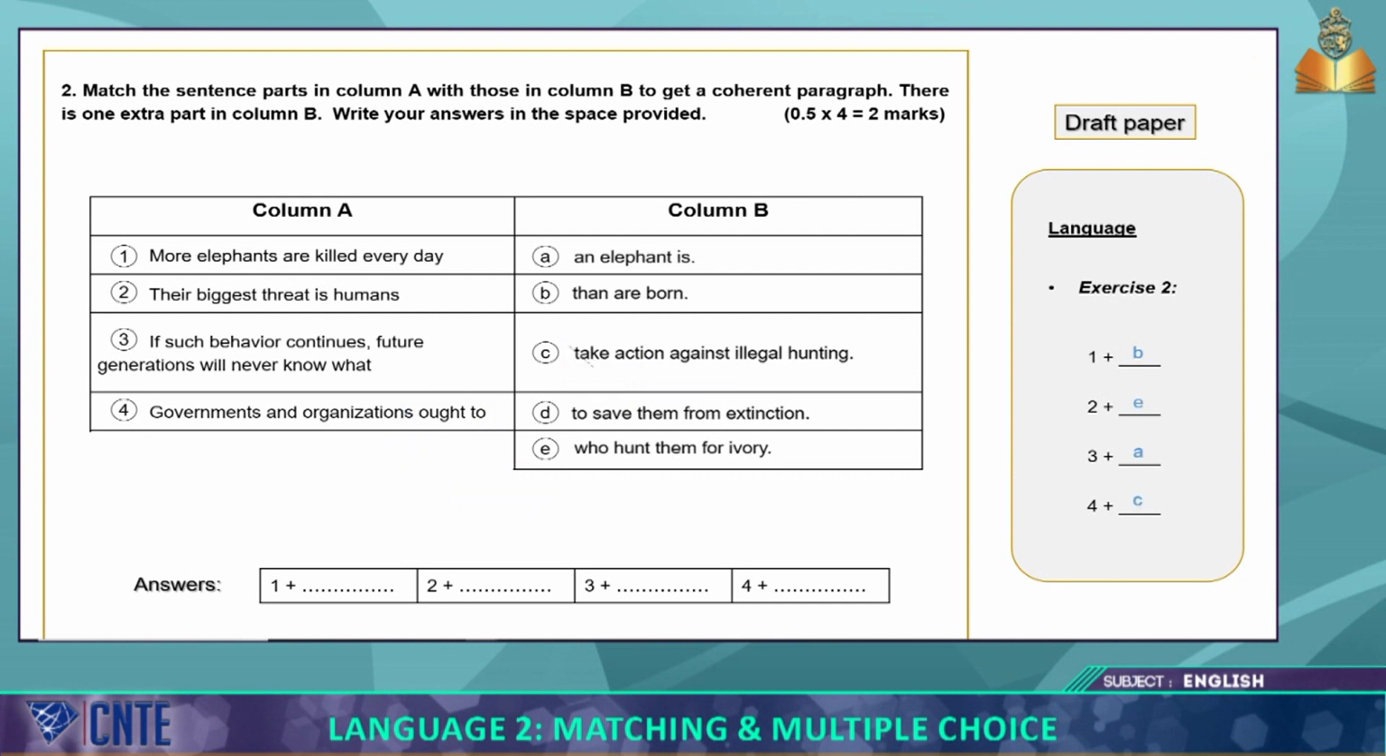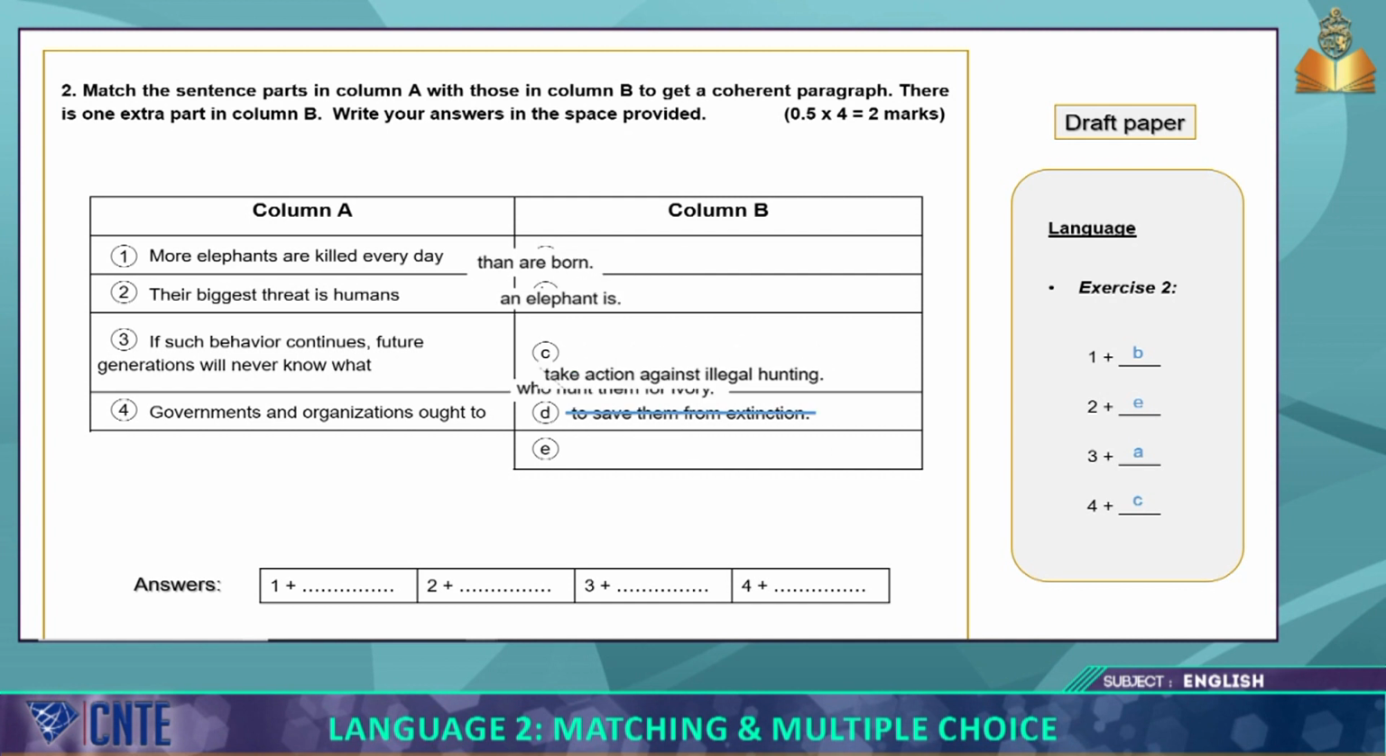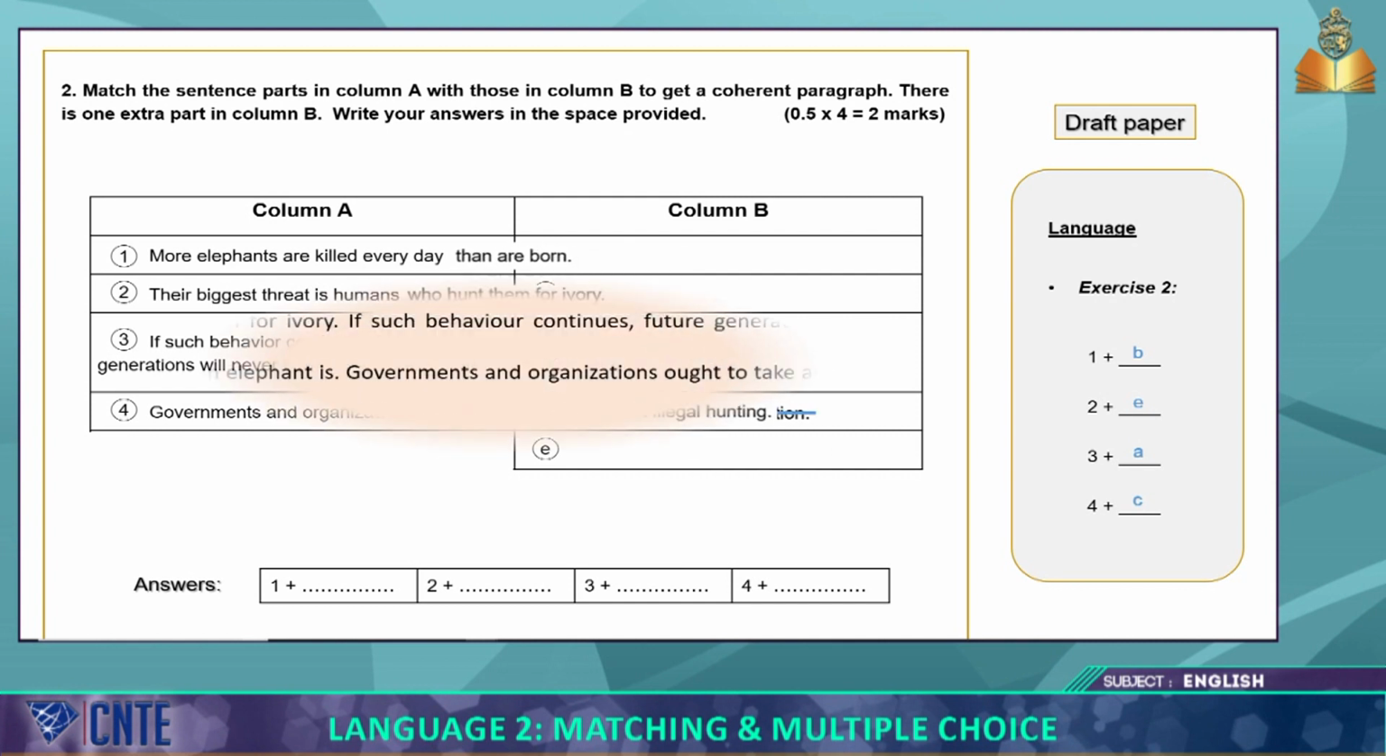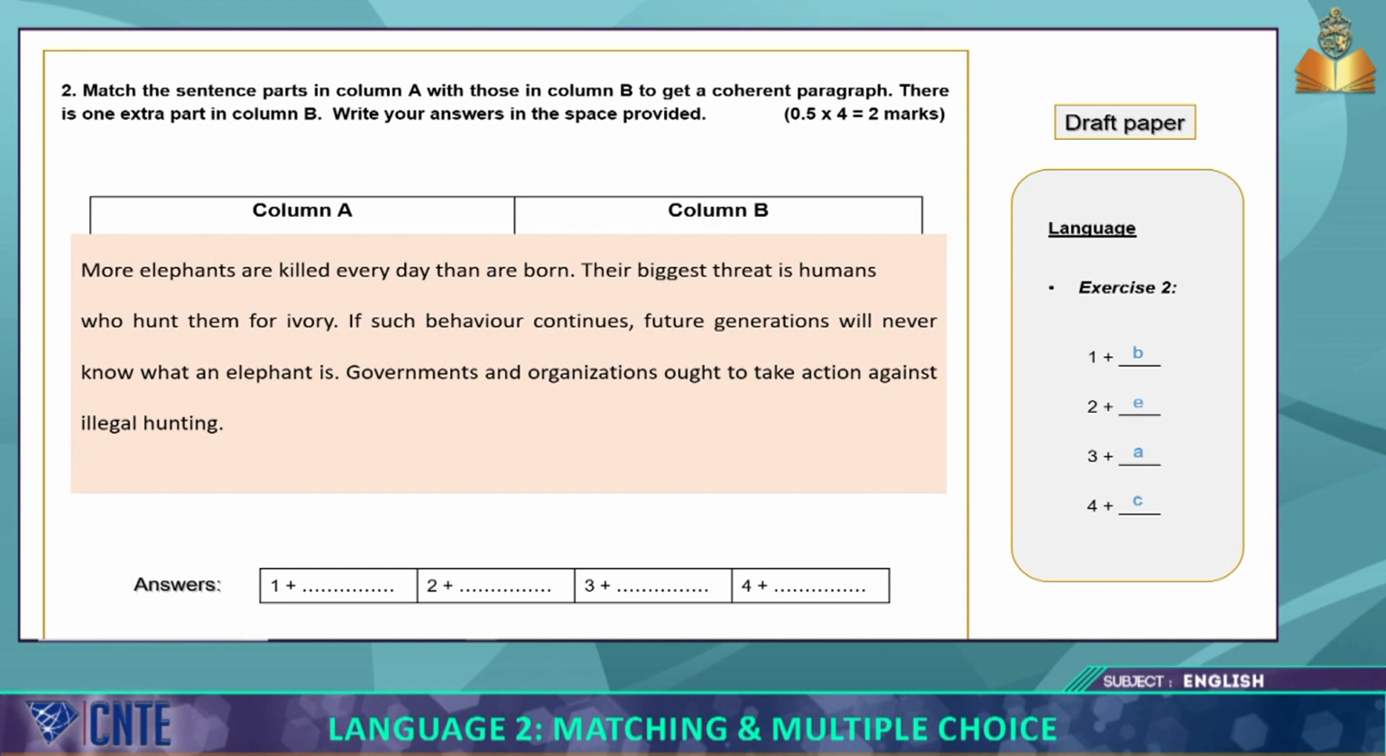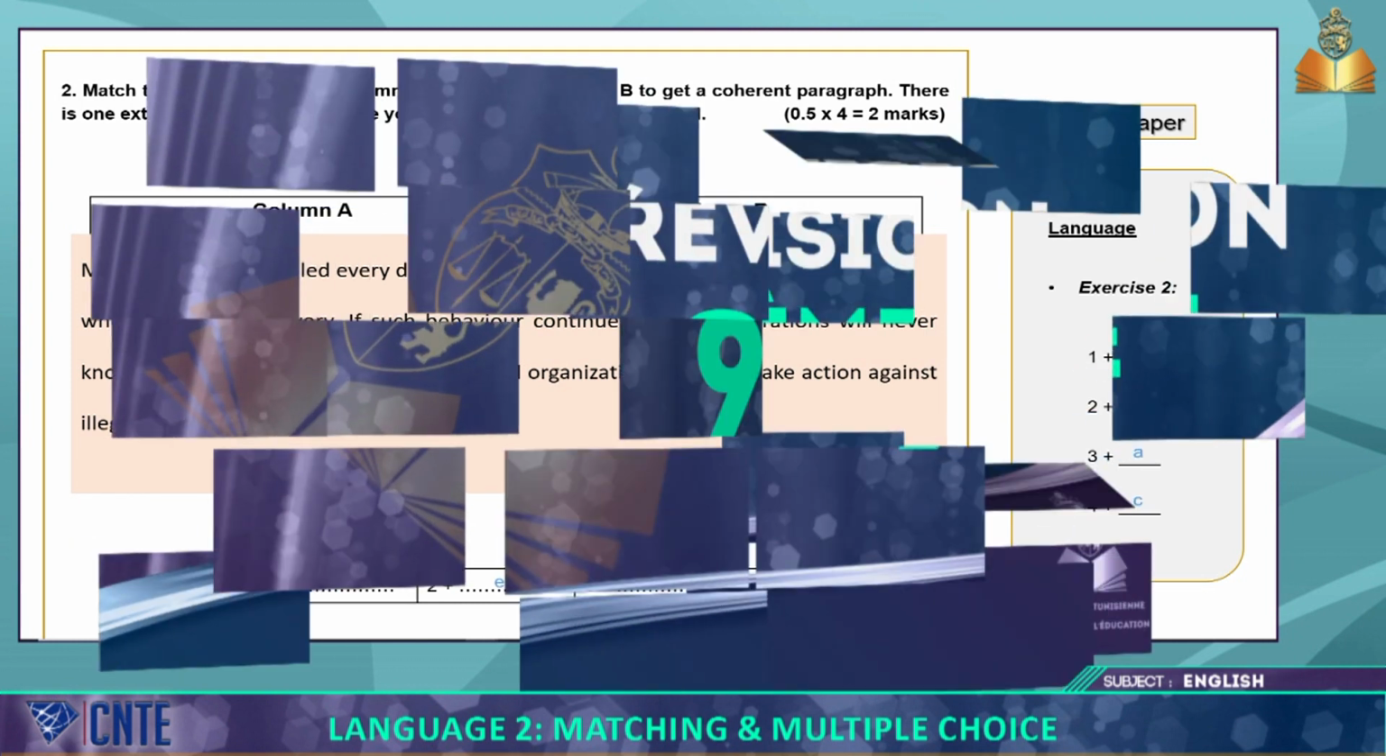Okay, so we managed to find out all the answers. But before writing our answers in the space provided on the test paper, we need to read the paragraph at least another time to check that all sentences make sense and that grammatically speaking, everything is correct. And there you are. You see, it's not that difficult. I'm sure that you can always manage to do matching exercises in less than 5 minutes.